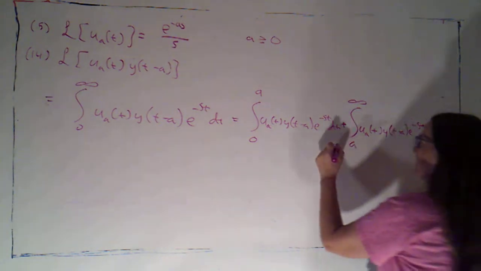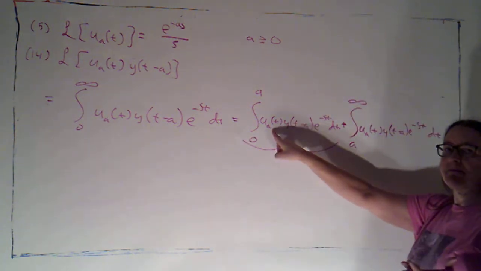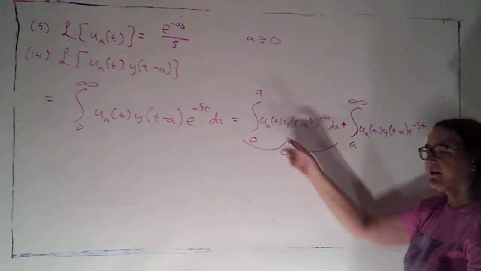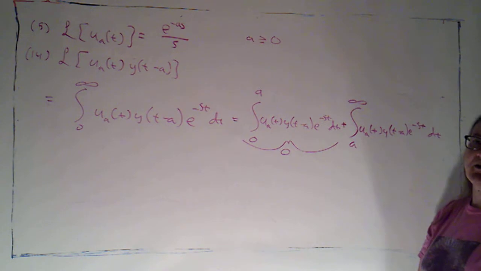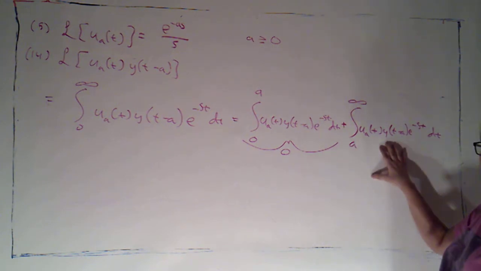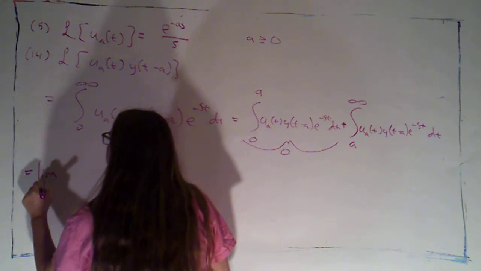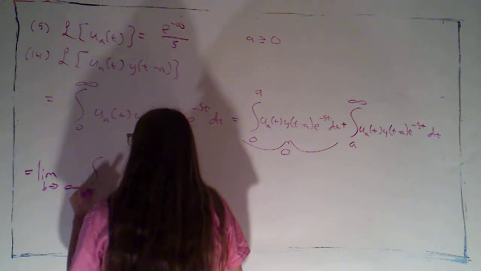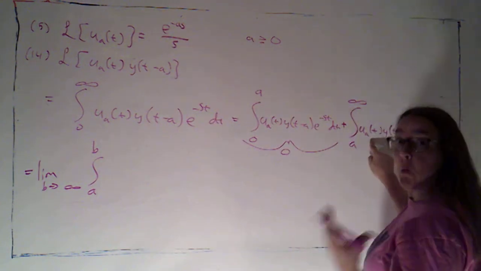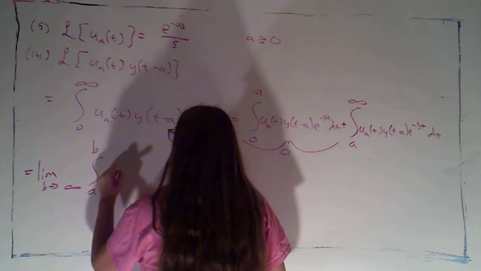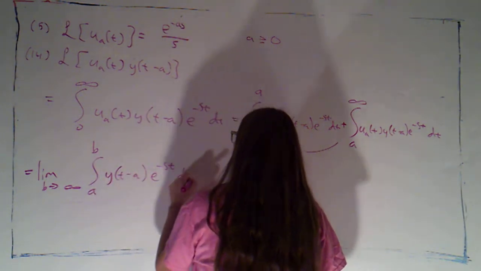This is not interesting because this is 0. Because this function is 0 except at a. So if I'm integrating a function that's 0 everywhere except at one isolated point, the integral is 0. So this is the only thing that's contributing anything interesting. Let's just rewrite that piece as a limit. So the limit as b goes to infinity, integral a to b. Mu sub a of t is now just 1. And so we're integrating just y of t minus a times e to the negative st dt.